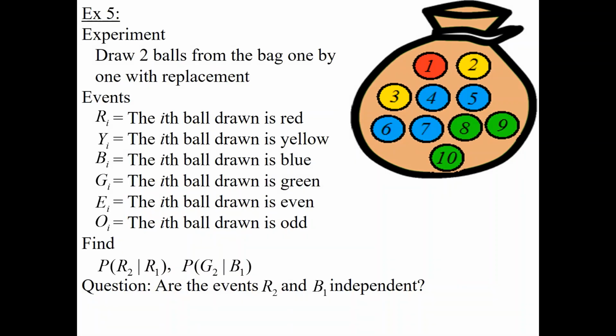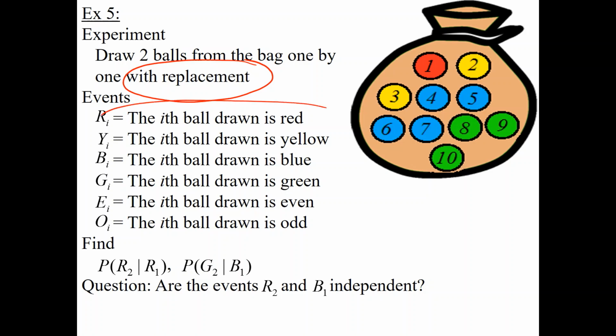And this time we're drawing more than one. So the experiment is we draw 2 balls from a bag, 1 by 1 with replacement. We're going to do a without replacement problem soon, but this one is with replacement. What does that mean? That means I draw the first one, put it back in, and then draw the second one.